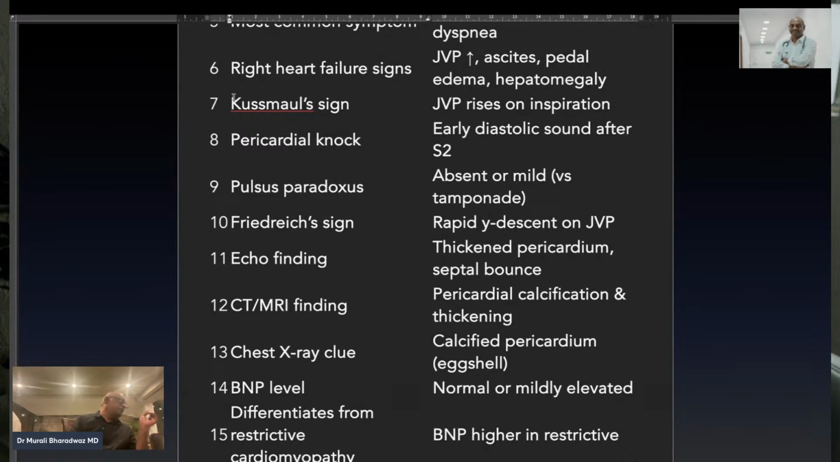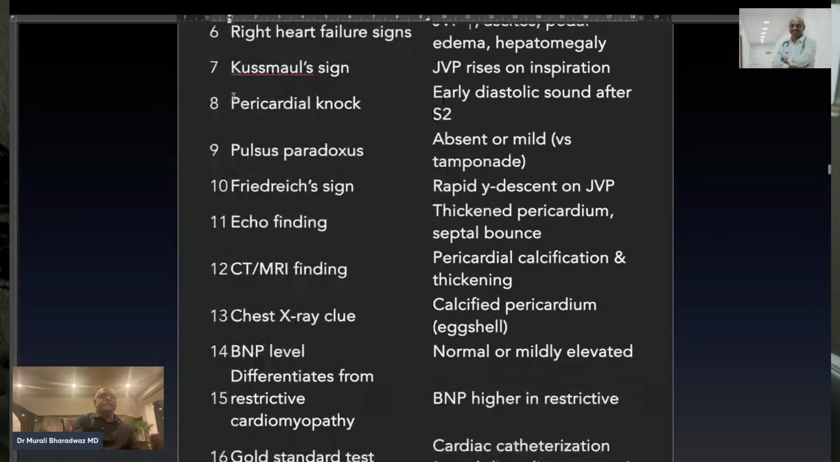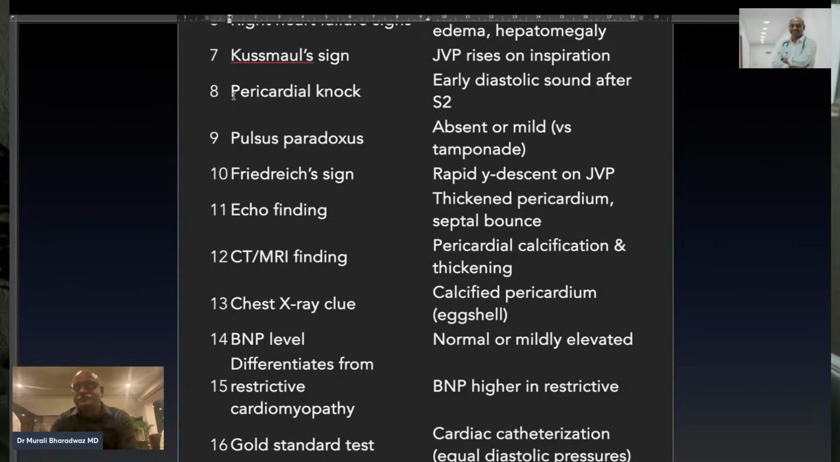Please continue. Continue thinking. Then what is meant by Friedrich sign? Rapid Y descent on JVP. Absent Y descent is a feature of tamponade. Mirror focus, double apical beat focus, bifid pulse. No worries.